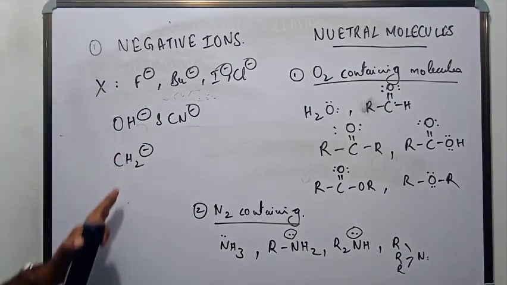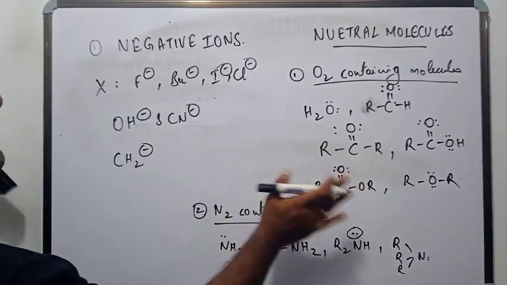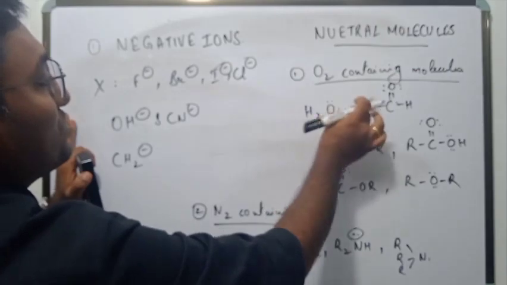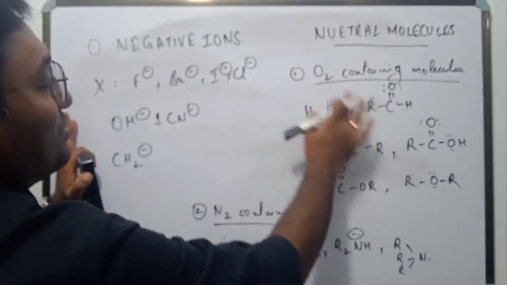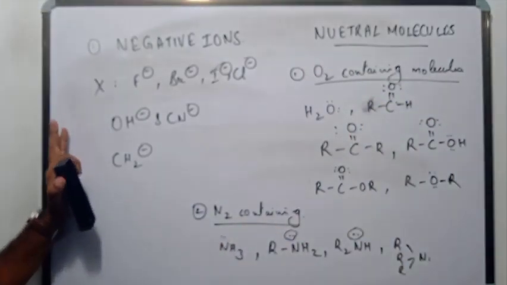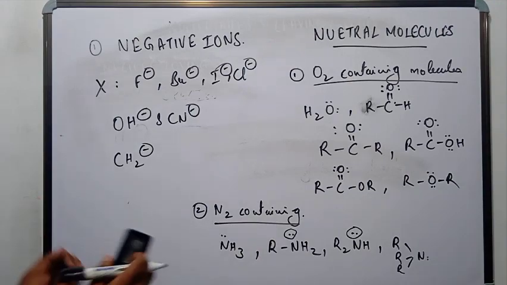So we have classified nucleophiles into negative ions, simple anions, and neutral molecules. They have a lone pair of electrons, so that can be classified into oxygen containing and nitrogen containing. And here we have completed our nucleophiles. I hope you have understood nucleophiles.